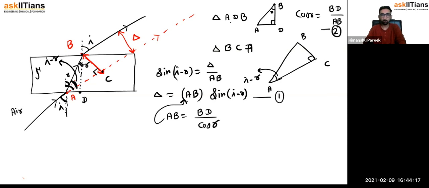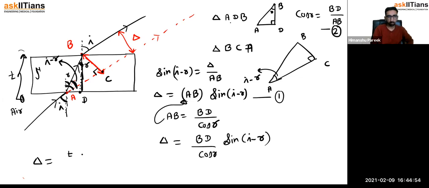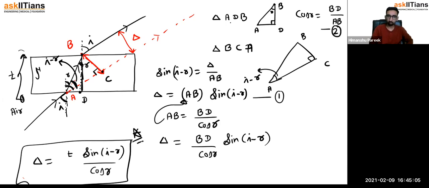This value of AB, BD over cos R, I am going to put in equation number 1. So I'll get delta equal to BD divided by cos R, multiplied by sine of I minus R. Now what is BD? We don't need to worry. BD is this vertical length, which is nothing but the thickness of the glass slab, which will be given to you in the problem. So I can put BD as the thickness T. So delta is equal to T multiplied by sine of I minus R, over cos R. That's the final formula, and that's how you find the lateral displacement.